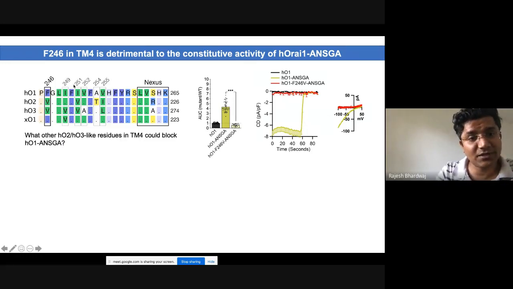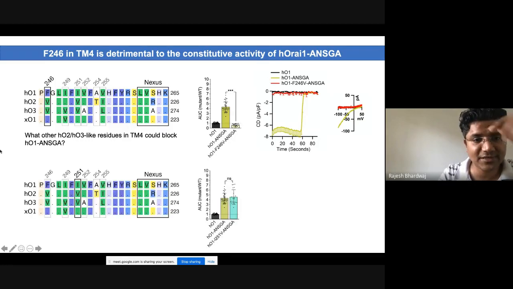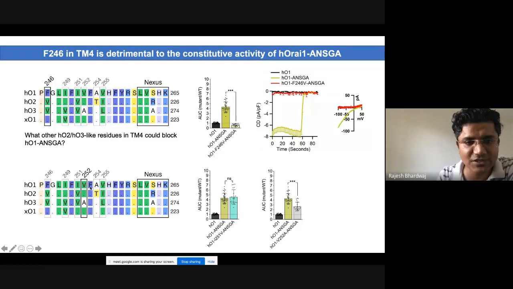Then we asked what other residues of these 6 positions that I showed you could be relevant, and we went ahead with the mutation. We didn't mutate 249 because this was a valine as well as in Xenopus ORI1, which we know was constitutively active. Then we moved to 251, which is a valine in ORI2 and ORI3 that did not create any problem in the constitutive activity. We moved to this V252A, that's ORI3-like. We saw a small decrease in the constitutive activity, but not a complete block.